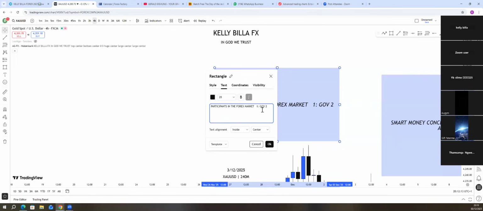Now we have player number two. Player number two here are basically agents of the government, which are who? Big banks and financial institutions. So we are going to say big banks and financial institutions, FI. These big banks and financial institutions, what do they do? They are acting mostly like your central banks, okay?